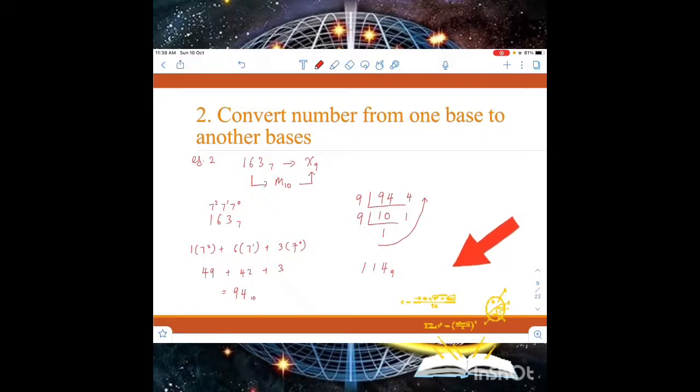Alright. So 1, 6, 3, base 7. When we convert it into base 9, it will be 1, 1, 4, base 9.